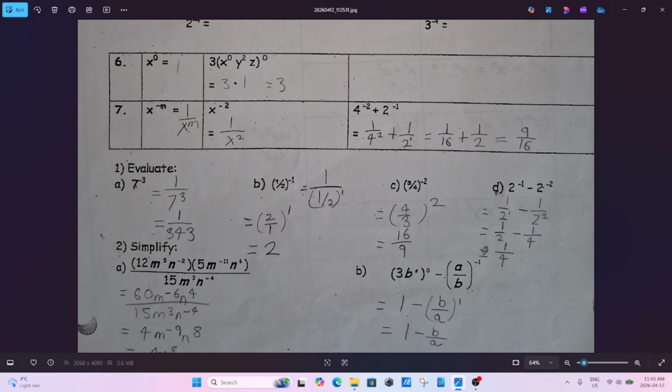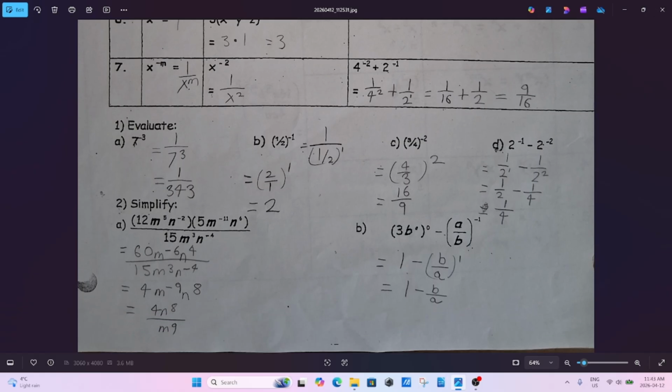So that would be 8 over 16, which is equivalent to 1 over 2. So that's why you get 9 over 16.